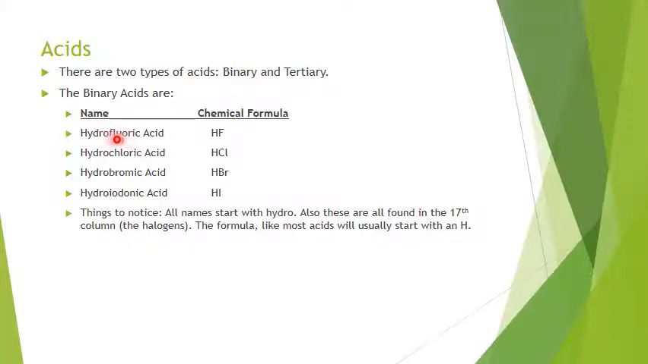So hydrofluoric, and again, the name fluor tells you what's in it. Fluorine. Hydrochloric, hydrobromic, HBr, hydroiodic, HI. So again, here's some things to notice. Names all start with hydro. They all start with an H in their formula, and they have elements from the 17th column. And there's 4 of them.